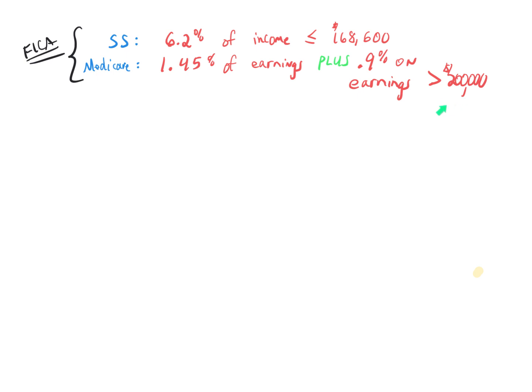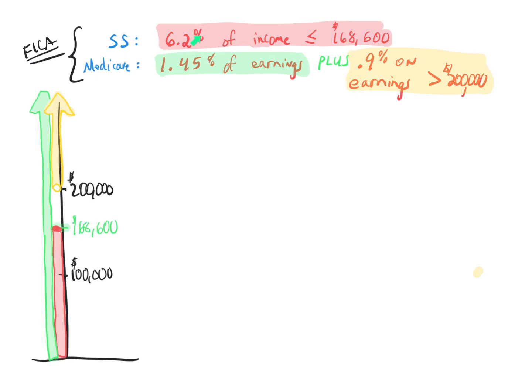To try to simplify this process, I'm going to make a little vertical number line over here showing income. This red bar is only when it's less than or equal to 168,000. The green bar is going to be for all of your earnings, which applies for all incomes. And then the yellow bar is only for the earnings more than $200,000.